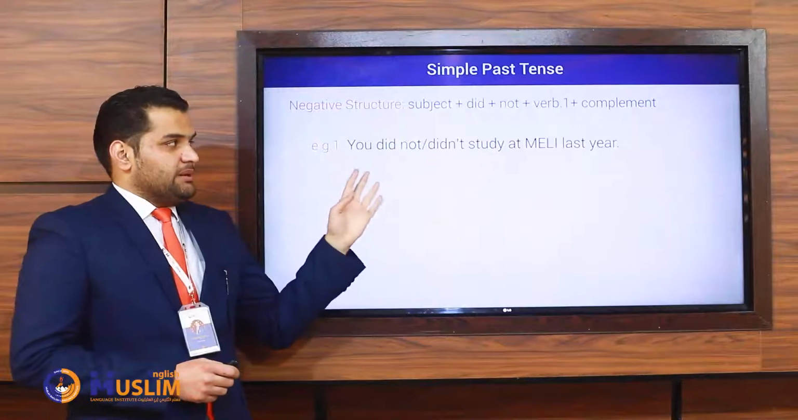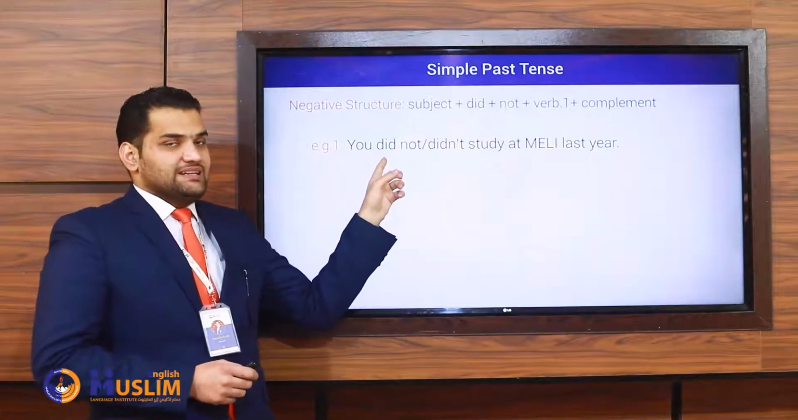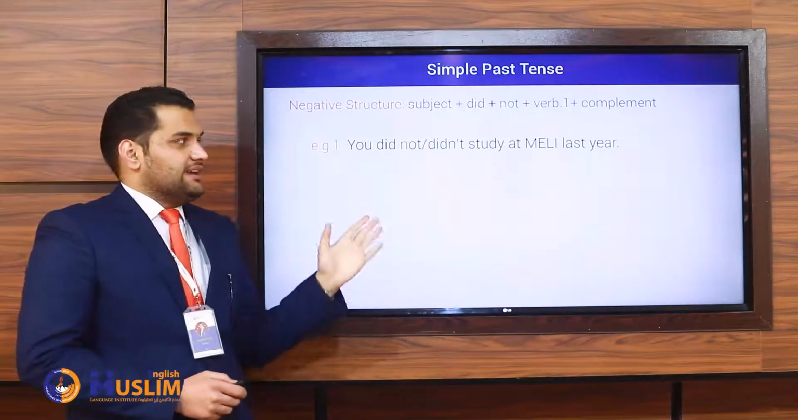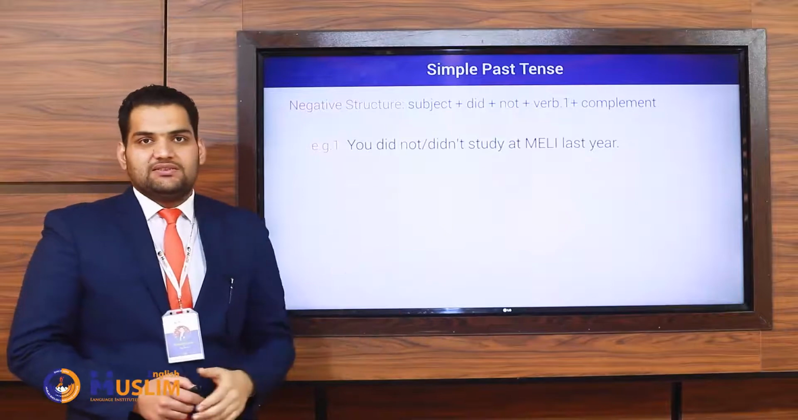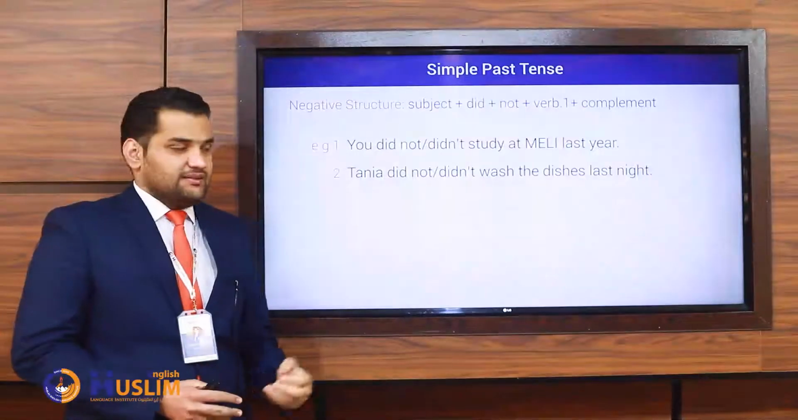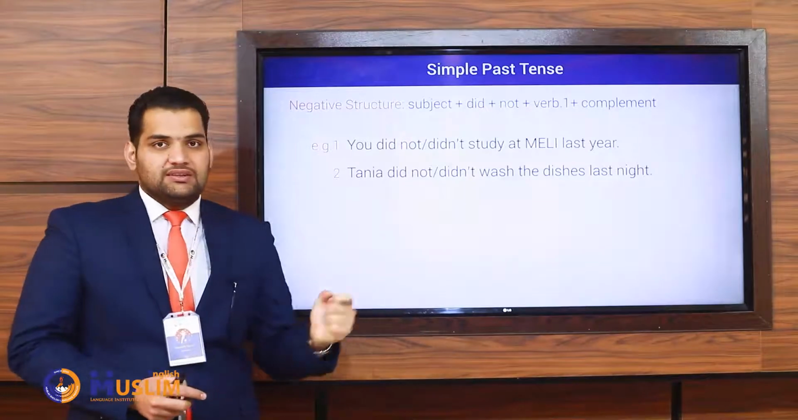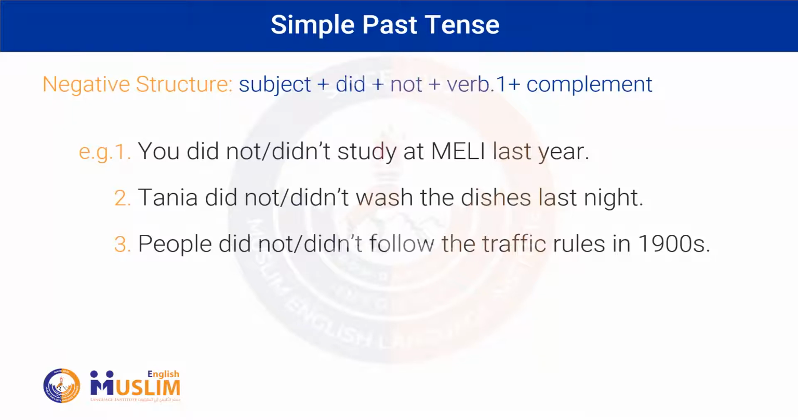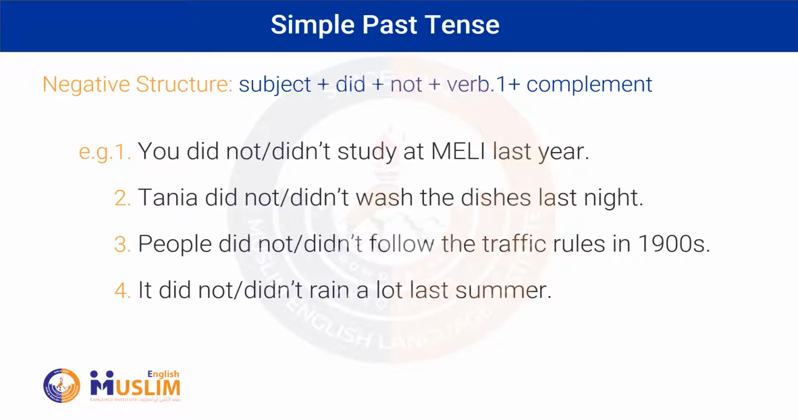So remember one thing, that whenever you use did, then the verb form should be verb 1. This is a rule. You cannot say you did not studied at Melly. That is wrong. Another example, Tanya did not or didn't wash the dishes last night. You cannot say Tanya did not washed the dishes last night. That is wrong. Another example, people did not or didn't follow the traffic rules in 1900s. And it did not or didn't rain a lot last summer.